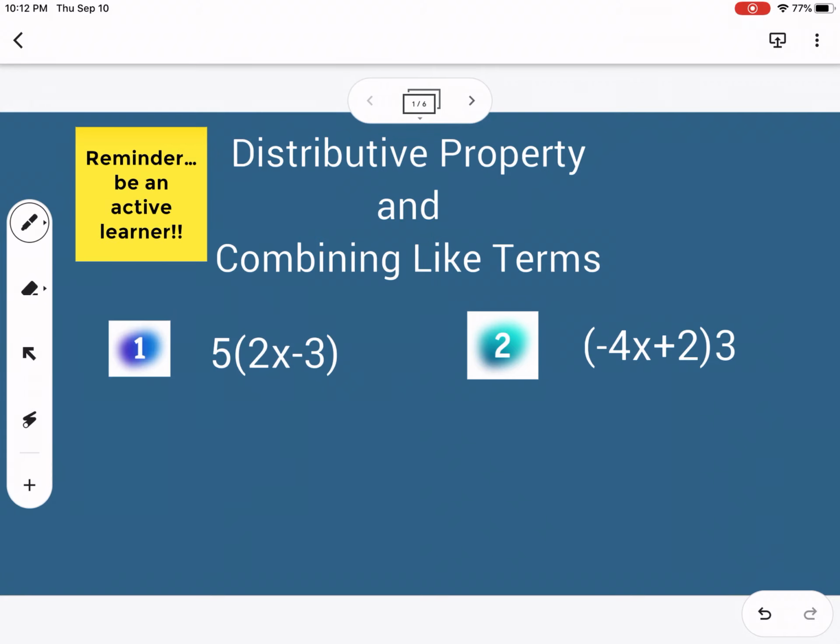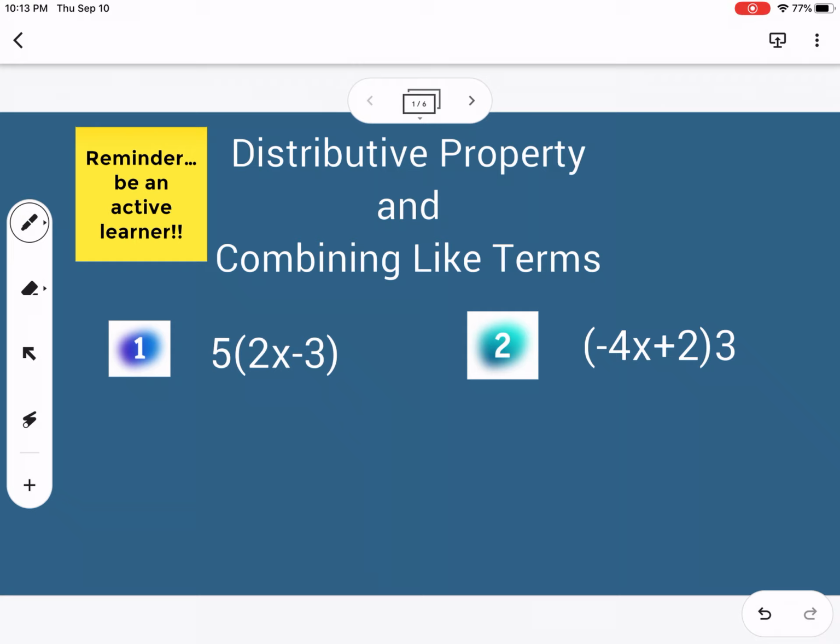All right, guys, today we're going to do a lesson on the distributive property and combining like terms. So grab a piece of paper, title your notes with that title, distributive property and combining like terms, and a reminder, be an active learner as we're going through this video. So pause when we're asked to pause, think when you're asked to think, try when you're asked to try. Be an active learner. Don't just sit back and pretend you're at the movie theater right now.